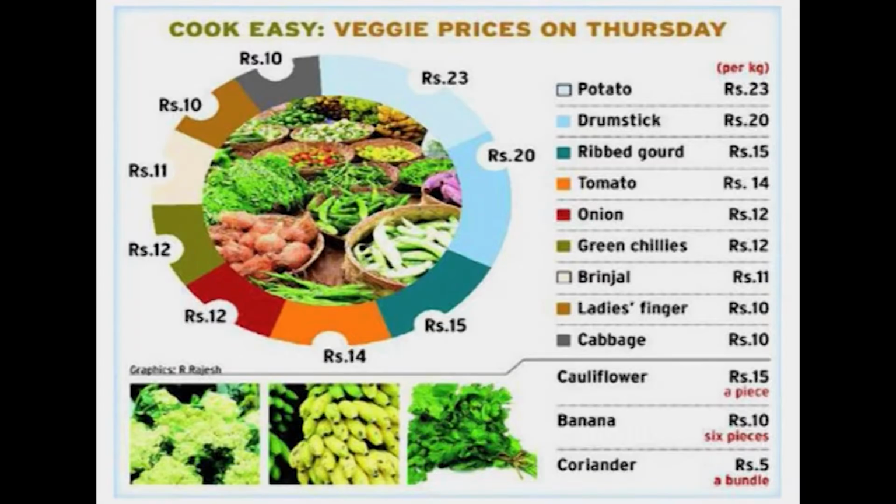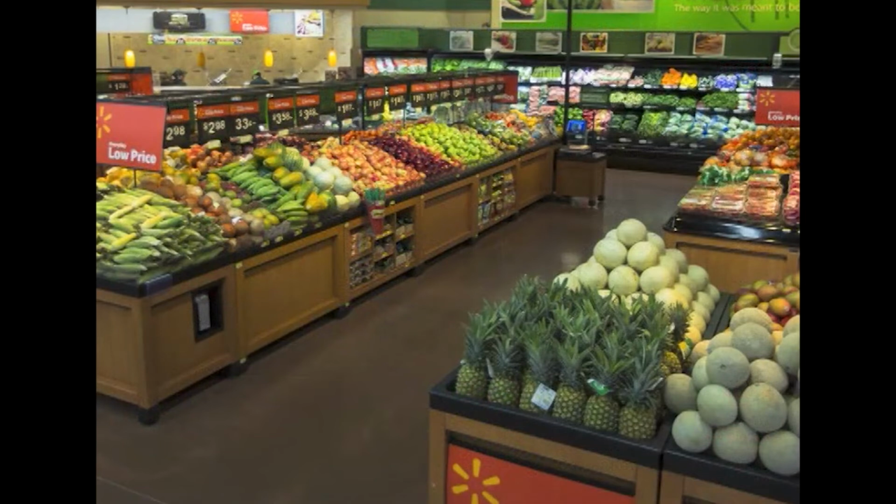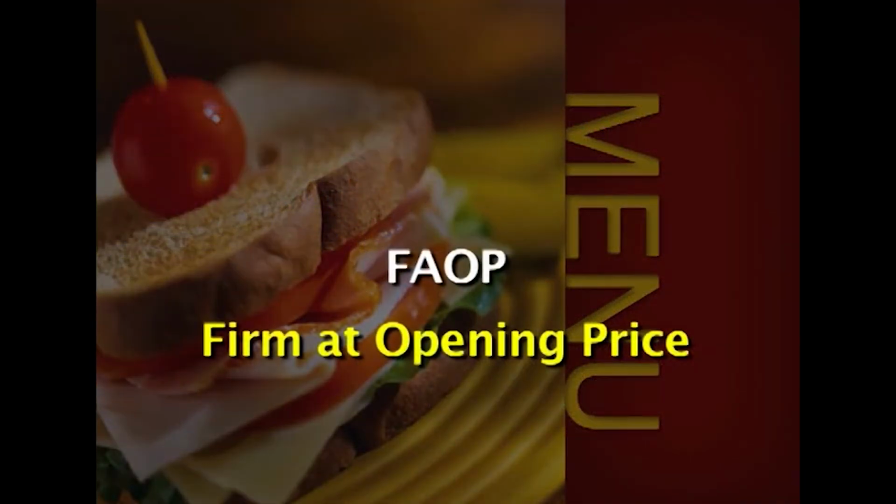This is, again, you can call it the informal method of bidding. Why is this called the informal method? You will go and negotiate the prices, like I will give this much price, and then you will try to buy from the suppliers. Here two types of contracts are there. One is FAOP, that is nothing but firm at opening price.